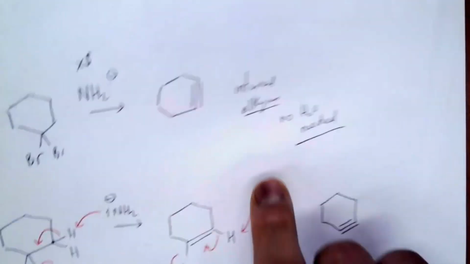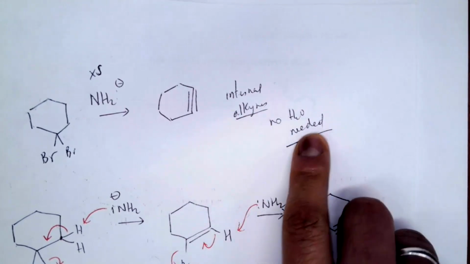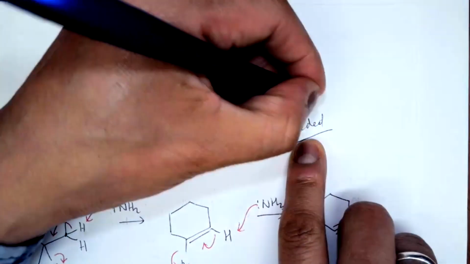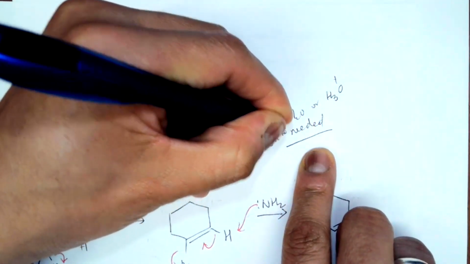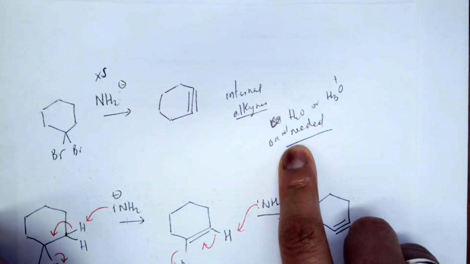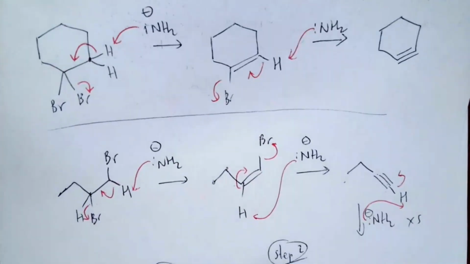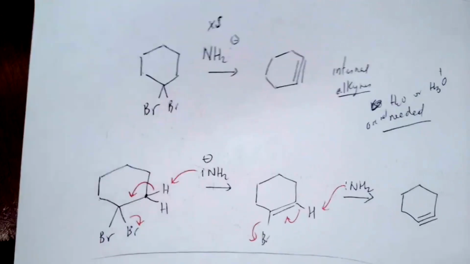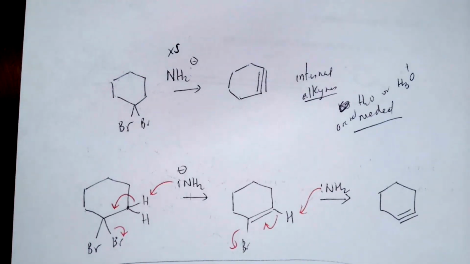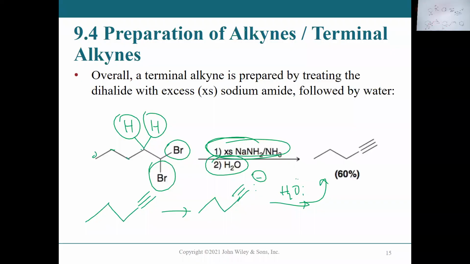Okay, you are making an internal alkyne, water is not needed. H3O plus, water or H3O plus are not needed. Right? So keep that in mind. This is just like here I'm going over the mechanism for deprotonation and preparation of the alkynes. Okay, so remember that. That's the mechanism.